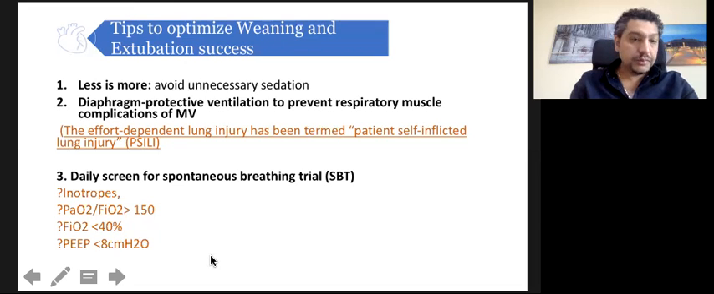Then the FiO2 should be less than 40%. You cannot start weaning a patient who has high FiO2 requirements, like 60 or 70%, and the PEEP is high, more than 10 centimeter water, for example. You have to minimize all these parameters before you start the weaning process.